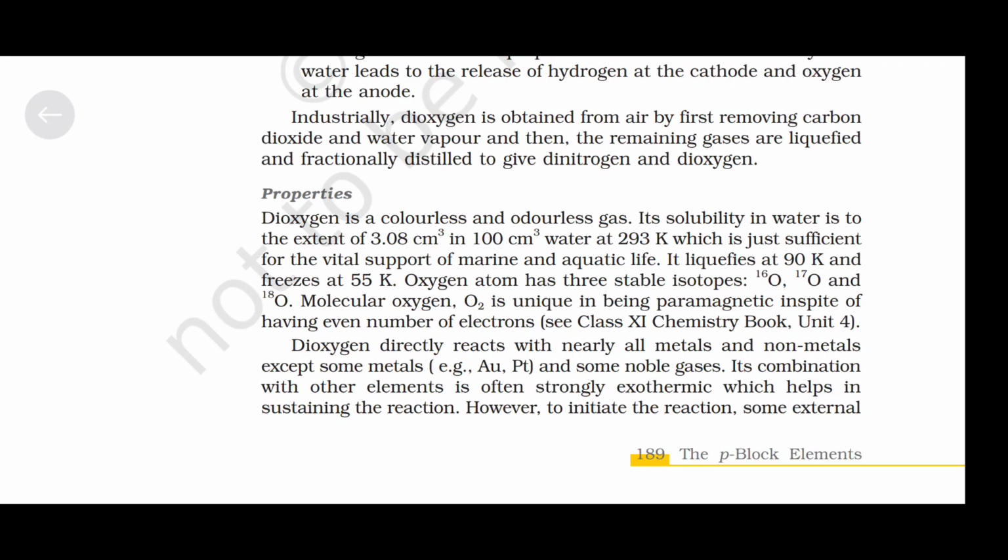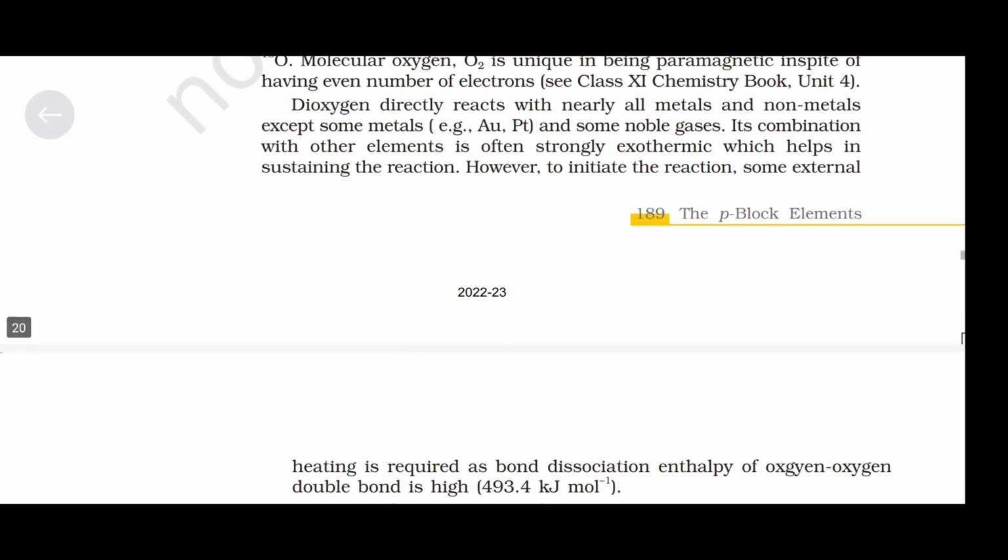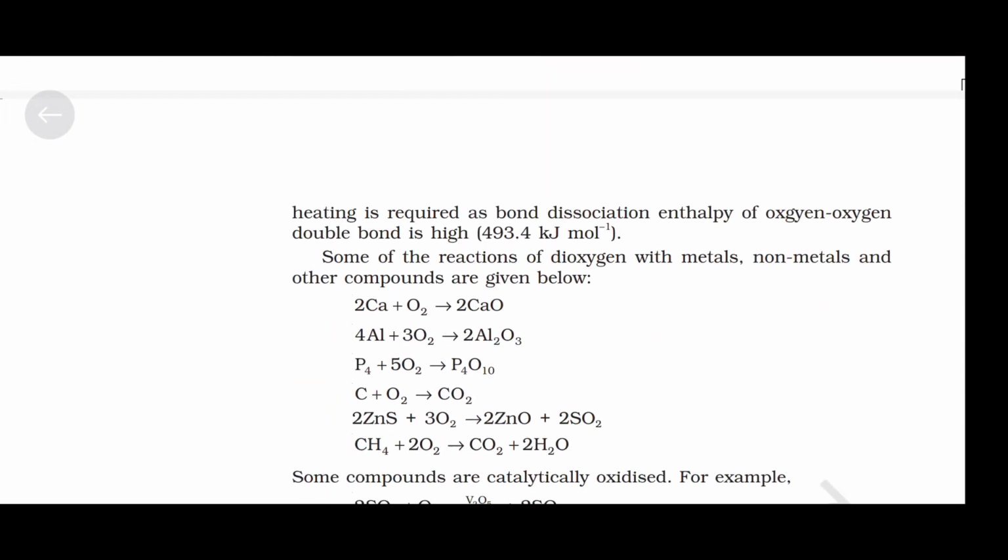Molecular oxygen, O2, is unique in being paramagnetic in spite of having even number of electrons. You can see this in the class 11 chemistry book, unit 4. Dioxygen directly reacts with nearly all metals and non-metals except some metals like gold and platinum and some noble gases. Its combination with other elements is often strongly exothermic, which helps in sustaining the reaction. However, to initiate the reaction, some external heating is required as the bond dissociation enthalpy of the oxygen-oxygen double bond is high, 493.4 kilojoule per mole.